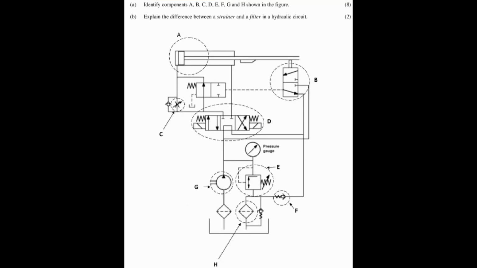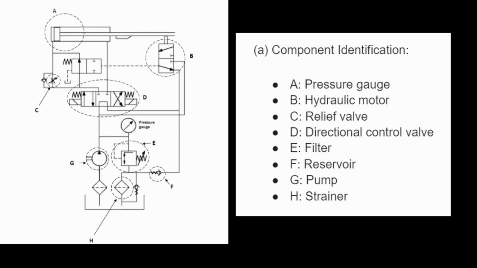A. Component identification. A. Pressure gauge. B. Hydraulic motor. C. Relief valve. D. Directional control valve. E. Filter. F. Reservoir. G. Pump. H. Strainer.